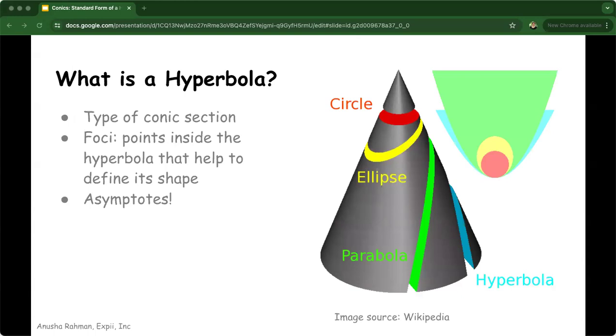We've learned about the circle, which is at the intersection at the top of the cone. We are really familiar with the parabola because of quadratic equations. We recently learned all about the ellipse. Now we're on to the last conic section, the hyperbola.